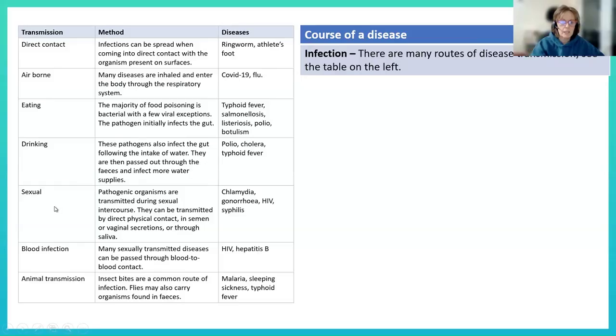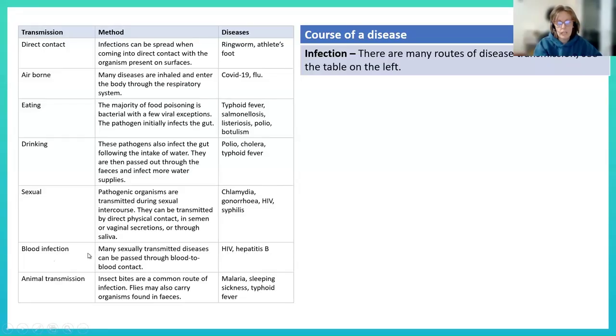They're transmitted through physical contact, either in semen or vaginal secretions or through saliva. Examples are chlamydia, gonorrhea, HIV, syphilis. You'll have learnt extensively about that in school. Transmission can be via blood to blood, so sexually transmitted diseases are often able to be passed through blood to blood contact. So if you're sharing needles, for example, in intravenous drug use, that's another route of infection. HIV will get transferred that way, and hepatitis B as well.